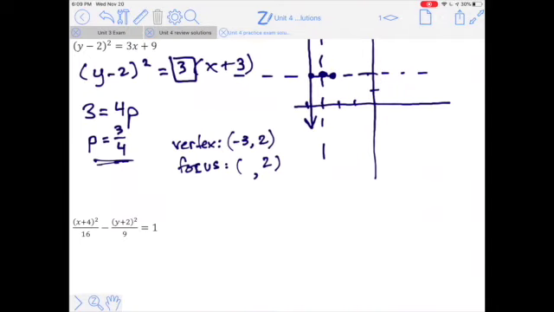Go to the left. What if it wasn't y that was being squared? What if it was x that was being squared? Then P would go up or down. P's positive goes up, its negatives goes down. We're clear on that?